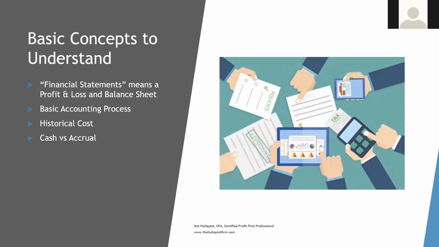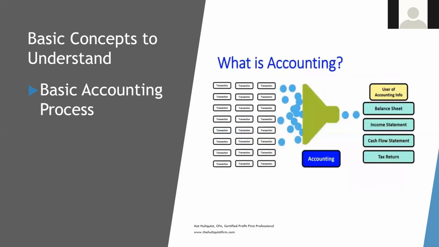I also want to go through the basic accounting process. I think a lot of people get really confused about just what is accounting, what does it mean, all that kind of stuff. And just to give you a visual of what we're really trying to accomplish in accounting. Go over a little bit on historical cost. I think it's important to understand that concept, as well as cash versus accrual, which gives a lot of people a lot of issues. All right, so let's talk first about the basic accounting process.